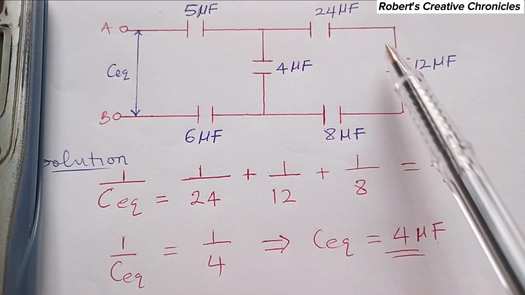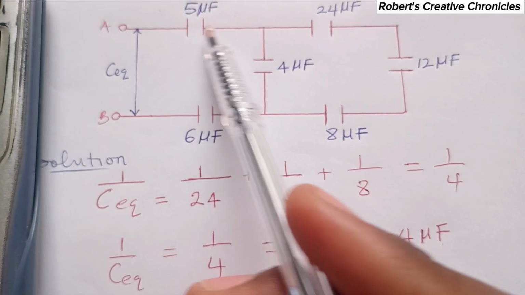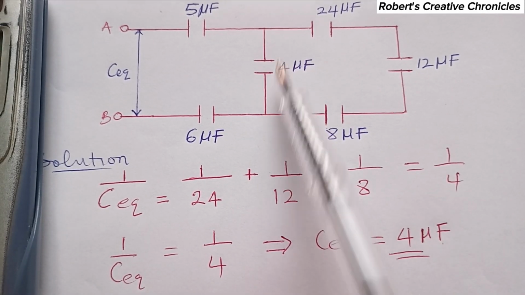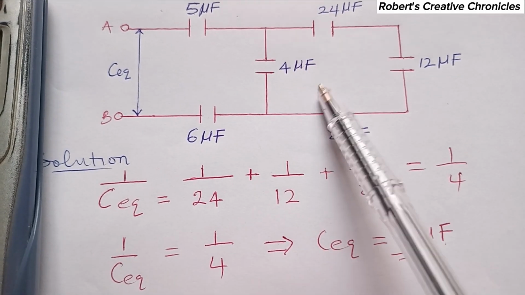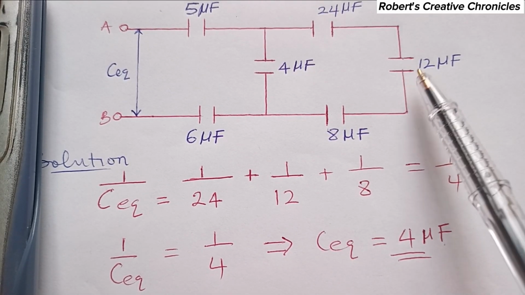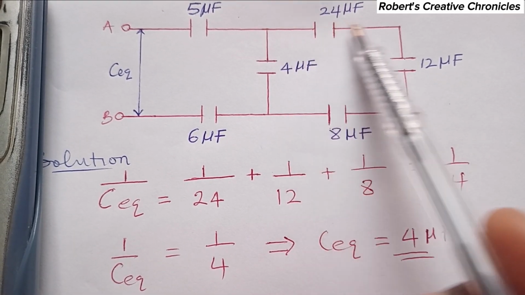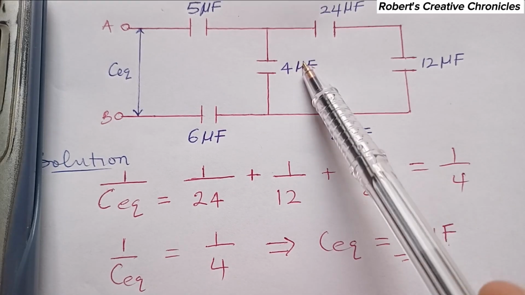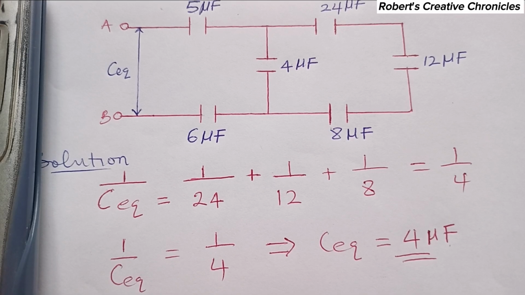So that means when you redraw this circuit, this will be in parallel to this. When you redraw this circuit, these three will be represented by only one capacitor. So when the current comes here and splits, part of it will enter here and part of it will enter that capacitor, which is 4 microfarad. So this 4 microfarad and this 4 are in parallel to each other.